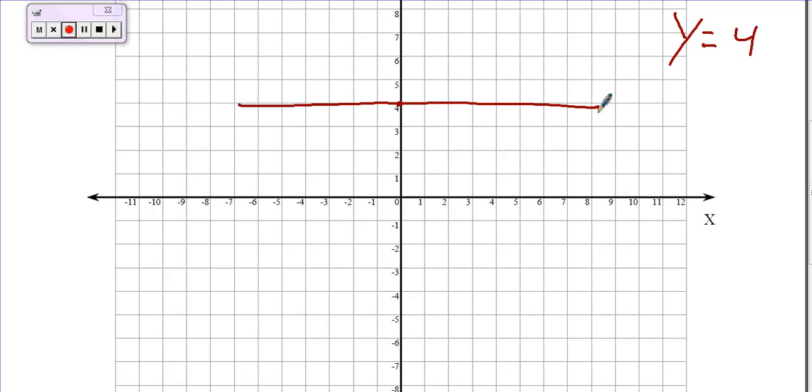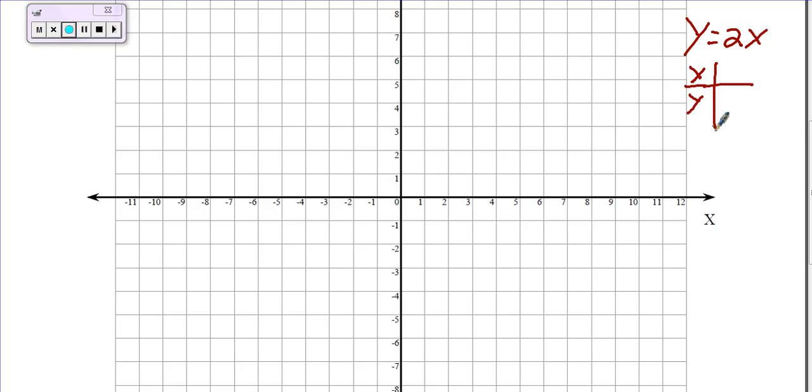So finally, let's graph two things on one sheet, and that's our last thing. Y equals 2x is our first thing I want to graph. I have two variables, x and y. Give me what x could be. 0. Always start with 0. If x equals 0, y is 0. If x equals 2, what is y? 4. So that's 2, 4.